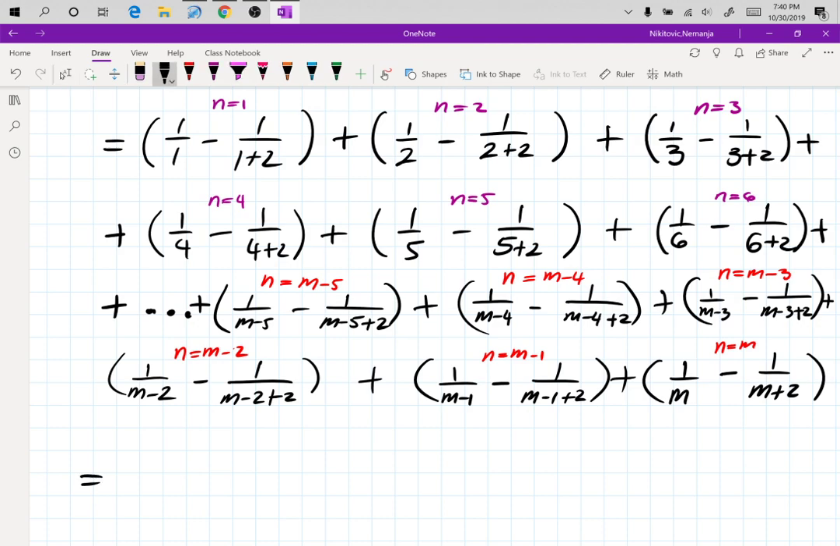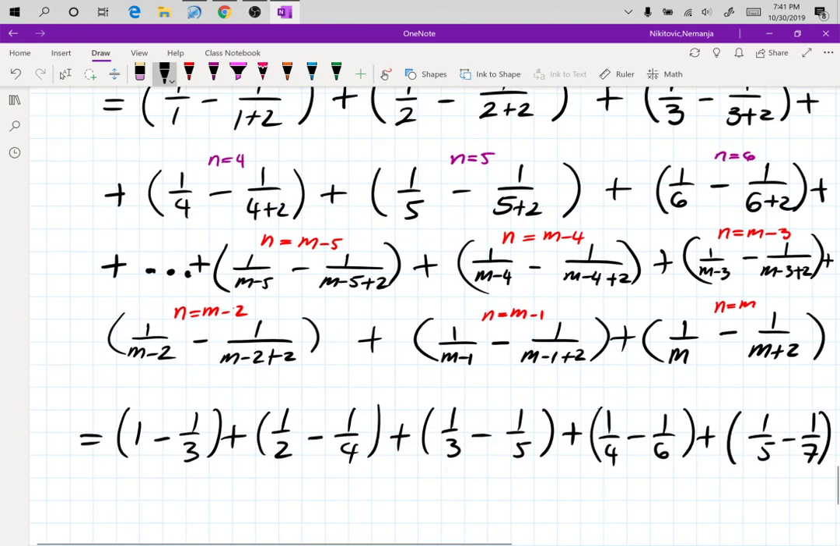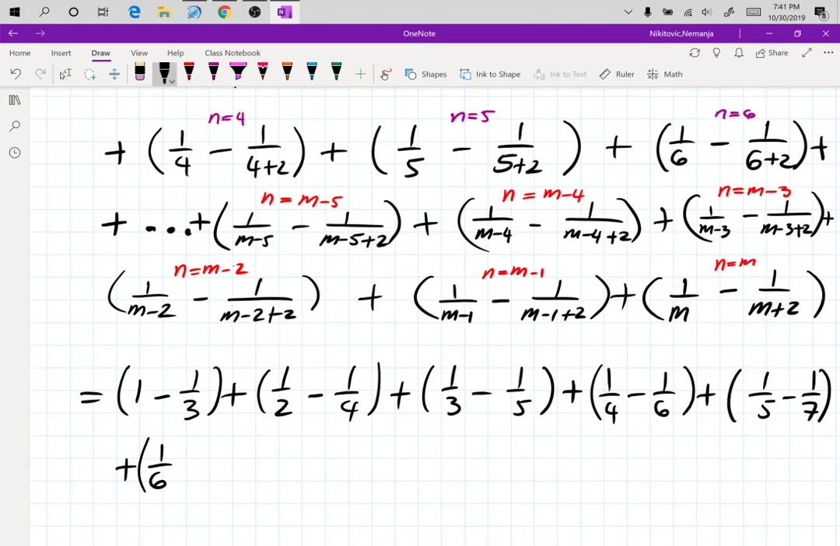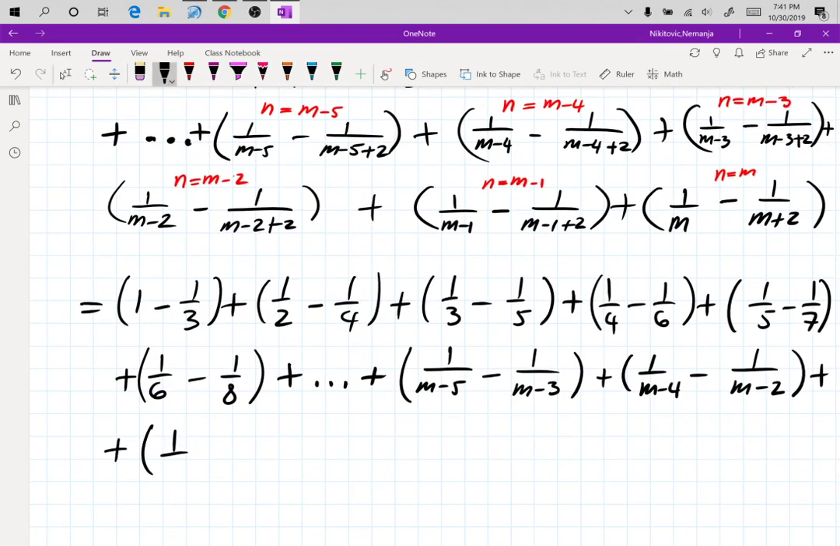We'll just simplify everything. What do I have on top? 1 minus 1/3, plus, next, 1/2 minus 1/4, plus 1/3 minus 1/5, plus 1/4 minus 1/6, plus, what's next? 1/5 minus 1 over 7, plus 1 over 6 minus 1 over 8, plus, simplifying these, 1 over m minus 5, minus 1 over m minus 3, plus 1 over m minus 4, minus 1 over m minus 2, plus 1 over m minus 3, minus 1 over m minus 1.